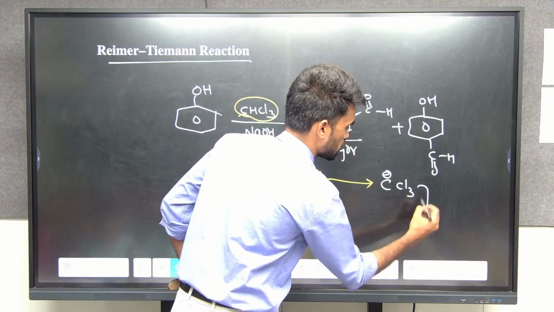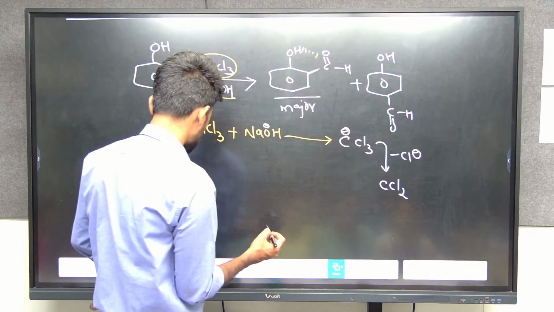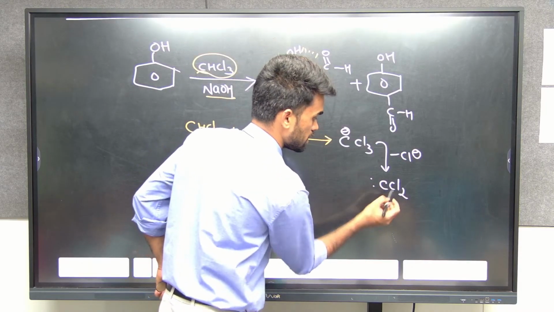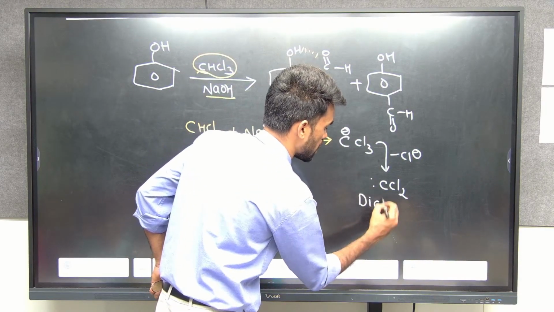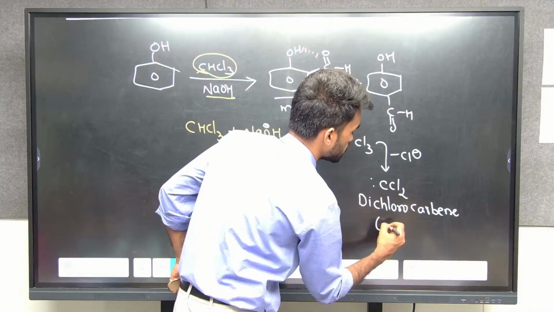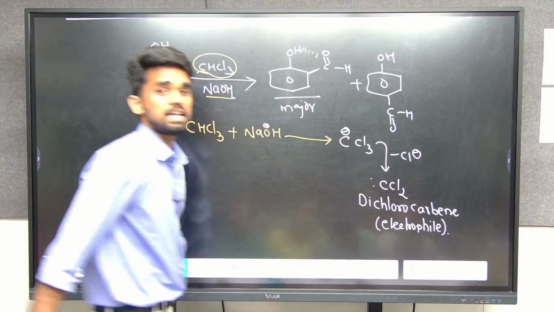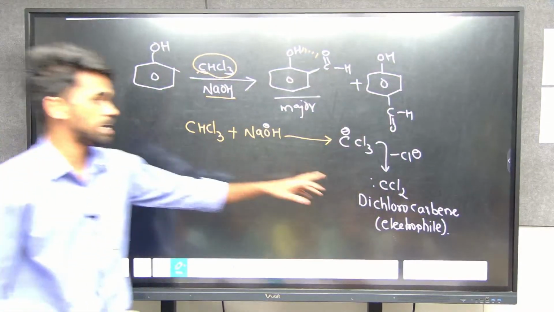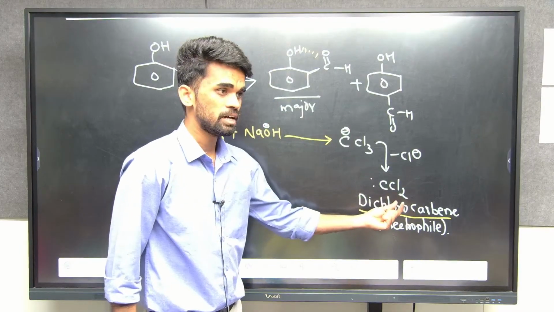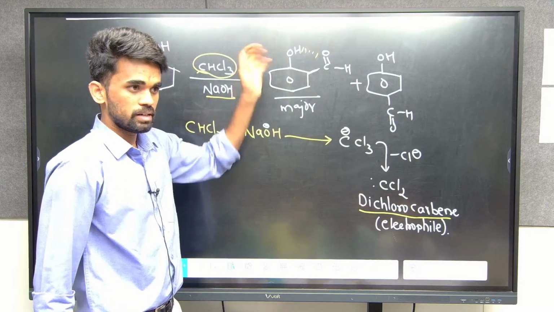Okay, again chloride is removed from here, forming CCl2. So this CCl2 is called the electrophile. What is this? Two chlorines are there, so you should say this is dichlorocarbene. So what is our electrophile in the Reimer-Tiemann reaction? CCl2. That is called dichlorocarbene. The short form you can remember is DCC. Dichlorocarbene is the electrophile in the Reimer-Tiemann reaction.